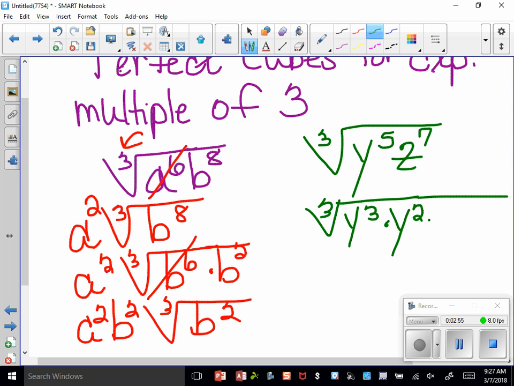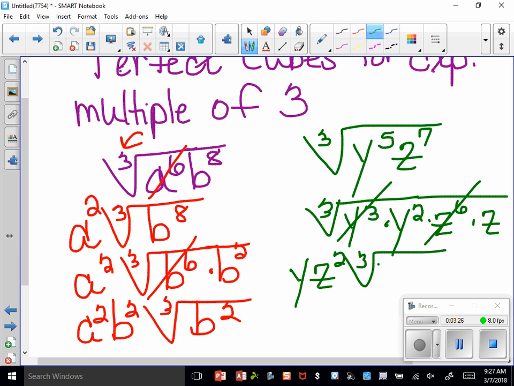Okay. Is there a multiple of 3 in 7? What's the largest multiple of 3? 6. So I'm going to do z to the 6th times z. So now I'm ready to take out the perfect cubes. That means I'm going to divide all of those perfect cubes by 3. Well, 3 divided by 3 is 1. That goes on the outside, y to the 1st power. z to the 6th divided by 3, I get 2. And then I simply write what's left, which will be the y squared and the z.